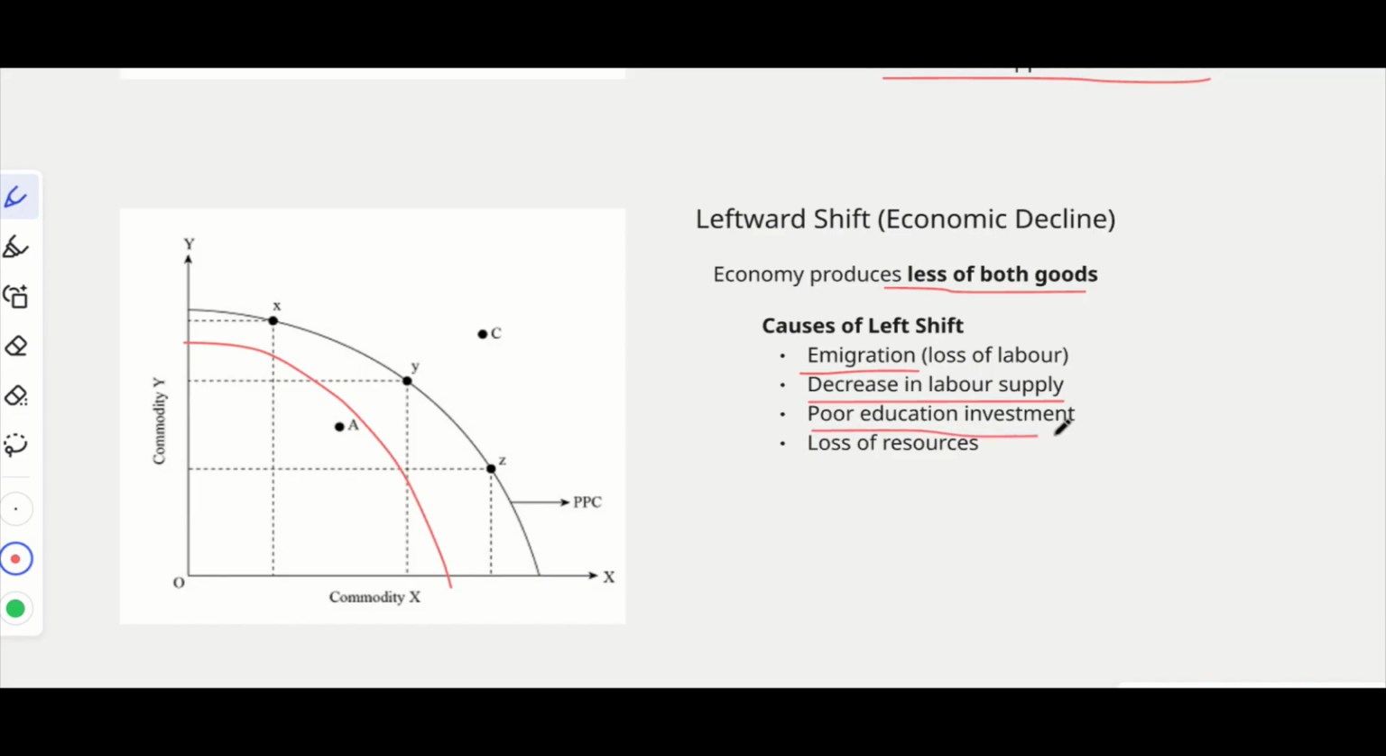Then lack of education investment. There is no proper infrastructure for education like schools and colleges, nothing is available, and most of the people are illiterate. So definitely the people won't have the skills, right? So the production can be reduced. And loss of resources due to natural calamities or anything else. The resources are destroyed or not available like before, so it can also reduce the production. As a result, the curve can shift to the left. Okay, so these are the important points related to PPC.